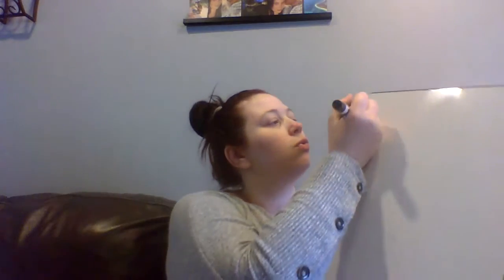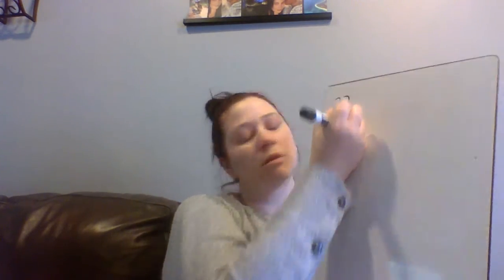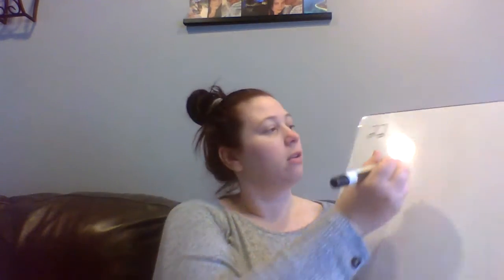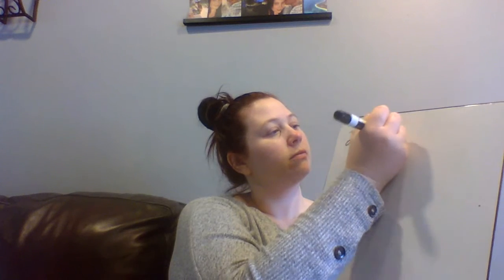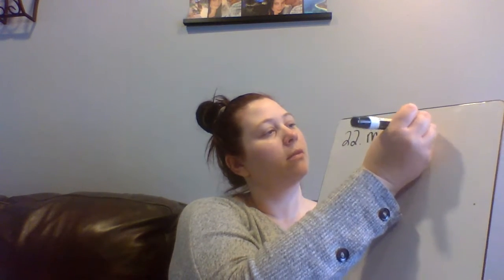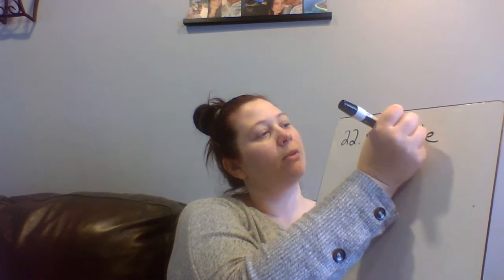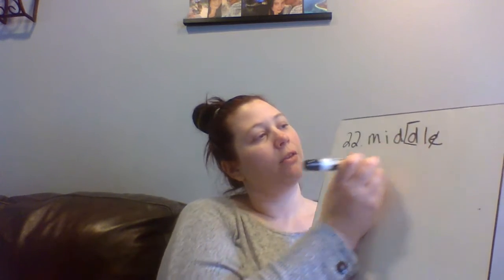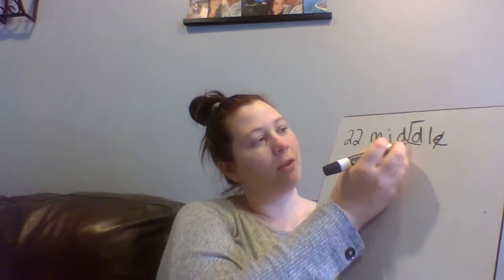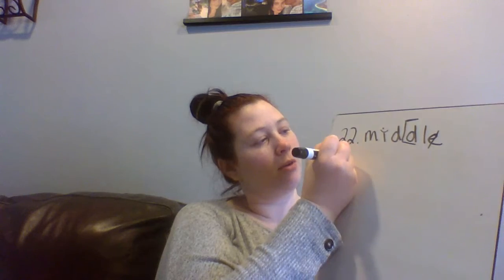I erased that really fast. I'm sorry. If you need to go back and pause, go ahead and do that. Number 22, middle. Here we have that final stable syllable, DLE, where we cross off our E. And then we just have vowel consonant, so our I gets a breve.